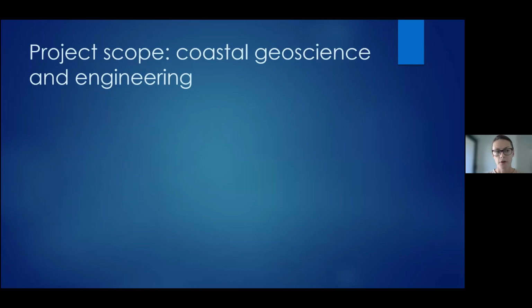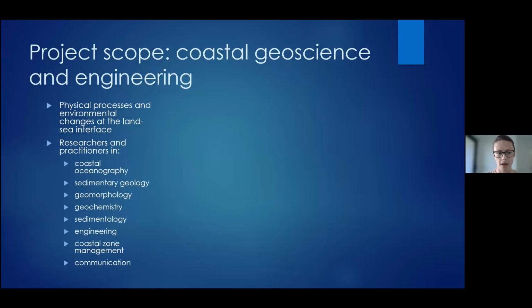So one of the first things we had to do was say, well, okay, what's the scope of what we're doing? Where does coastal geoscience and engineering start and where does it end? And we ended up defining it really as the physical processes and environmental changes that occur at the land-sea interface. And of course, there is quite a breadth of definition there, and different people will define the land-sea interface on different spatial and temporal scales, but it at least gives us a starting point so that we could identify things that people submitted as priorities as part of this process that were really just outside the scope of what we were talking about.